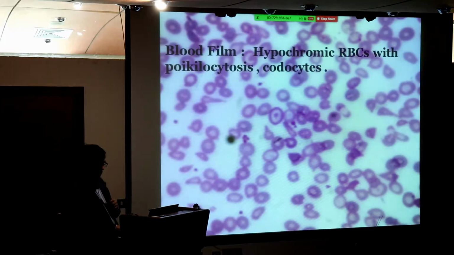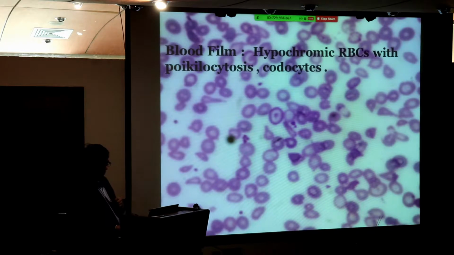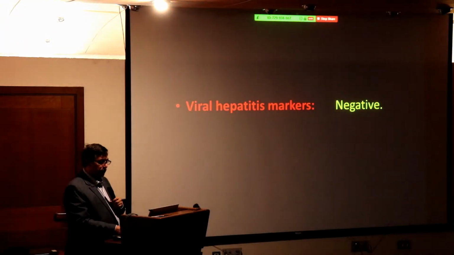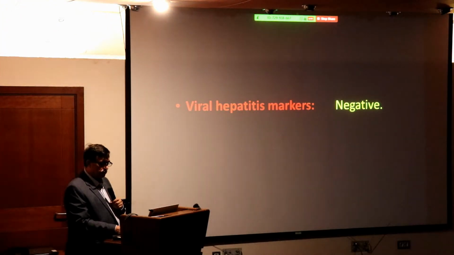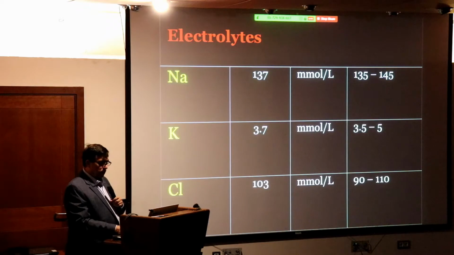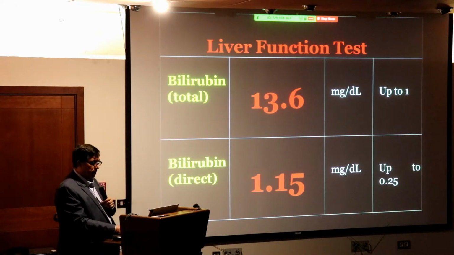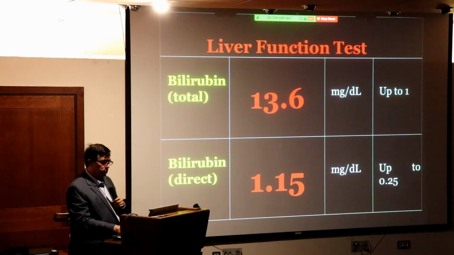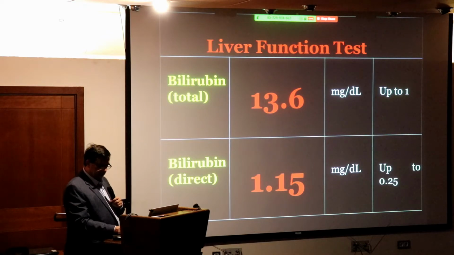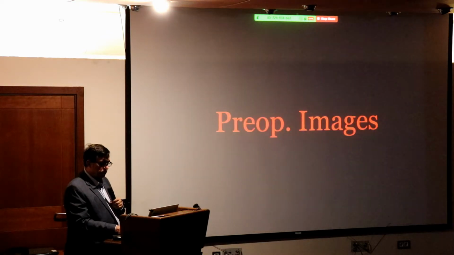Her blood film showed hypochromic RBCs with poikilocytosis and cardiocytes. Viral hepatitis markers were negative. Sodium, potassium, chloride were normal. But look at this: because of the hemolytic anemia and the repeated blood transfusion, bilirubin, direct and indirect, were elevated. For the preoperative images, I'd like to call Dr. Athamni to comment.